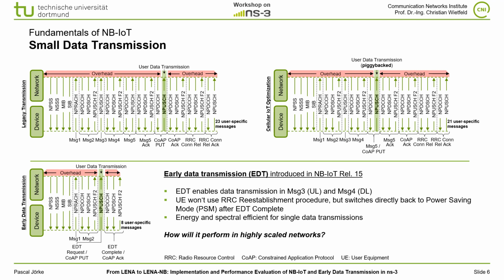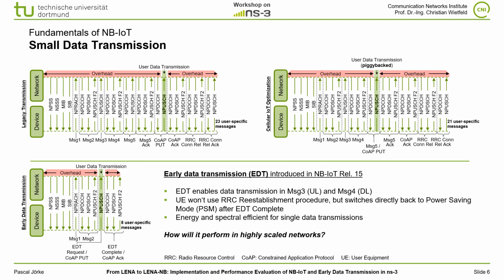Instead of an RRC connection resume request message, which is message 3, the UE can send an early data request message with piggybacked user data. In the responding early data complete message, downlink data, such as the application acknowledgement, can be piggybacked. This procedure complements the legacy NB-IoT connection procedure and reduces the overall number of user-specific messages from 23 to only 8 messages, which is a huge impact on the spectral efficiency and therefore on the energy efficiency.